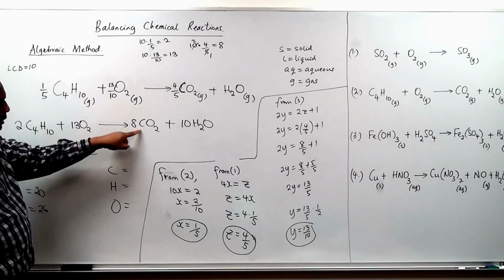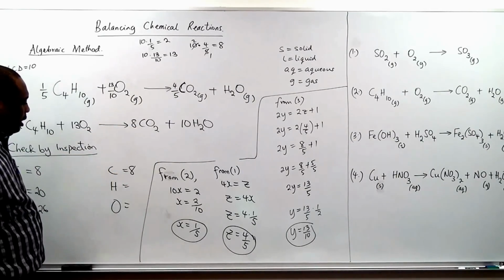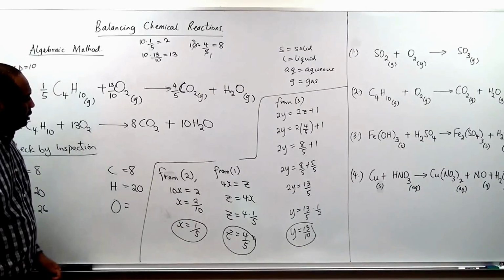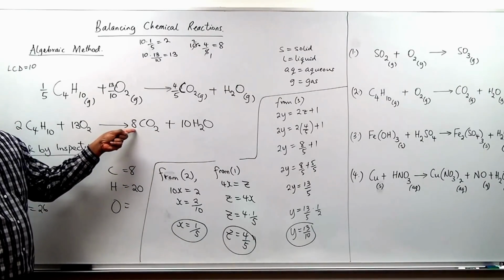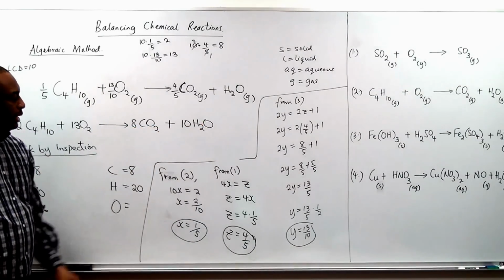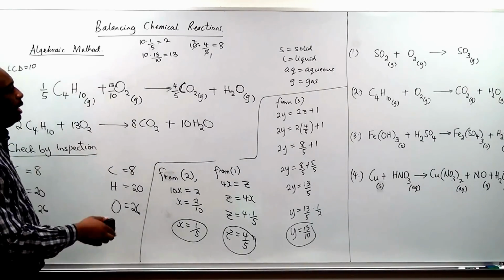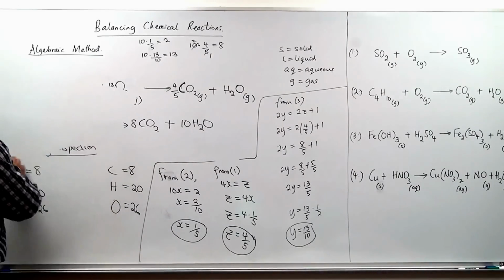Here, for the product, carbon is 8. Hydrogen is 2 times 10, which is 20. And oxygen will be 2 times 8 here, 16, plus 10 here, 26. And you see it's balanced. So, algebraic method. But if you were to do this by inspection, it will take you a long time. But with the algebraic method, you're very sure that once you do it, you'll get it right. All right, we're coming there. Let's do another one that looks like this, with 2 reactants and 2 products.